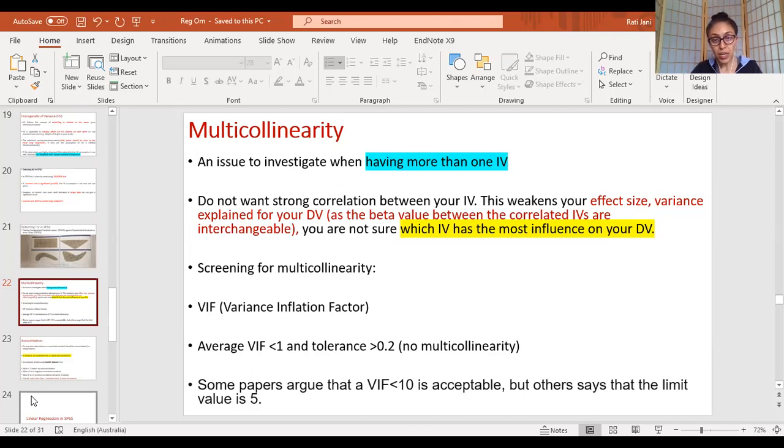What you're trying to see in multicollinearity is that your independent variables, this sunlight and vitamin D intake and this fat intake, are not very strongly correlated to each other. And why is that so? Why do you not want a very strong correlation between your independent variables?